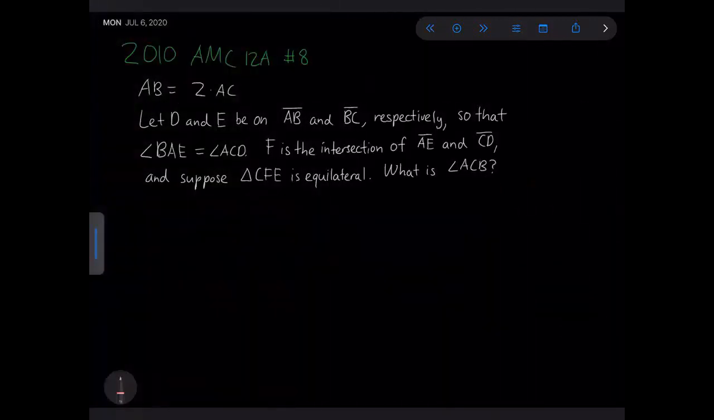Let's look at a slightly harder problem. We have problem 2010 AMC 12A number 8. The hardest part about this one for me was drawing the actual diagram because the problem is quite vague on details. We have that the length of AB is 2 times the length of AC. We let D and E be on segments AB and BC respectively, such that angle BAE is equal to angle ACD. Let F be the intersection of segments AE and CD, and suppose that triangle CFE is equilateral. What is angle ACB?